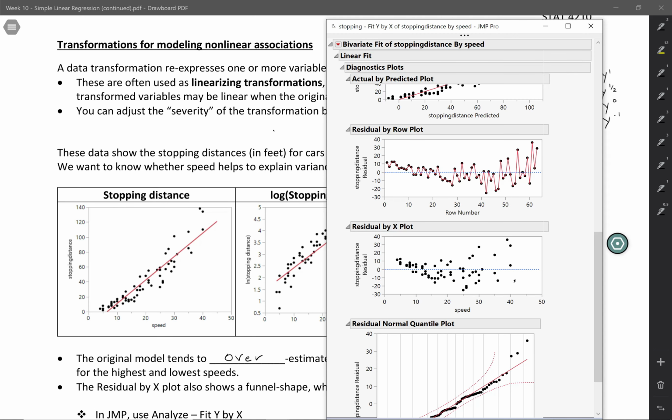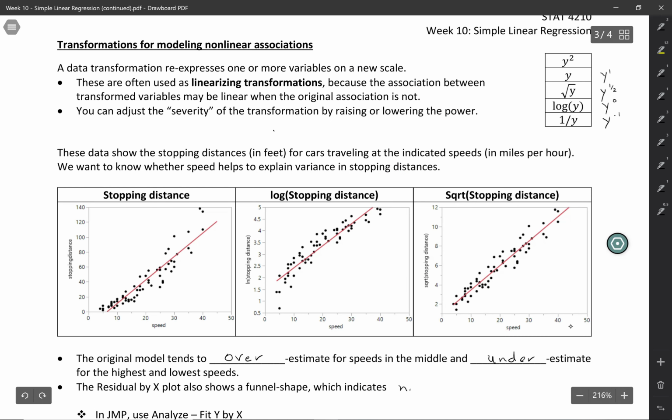We can also see a little bit of a funnel shape where the spread is really small down here on the low end. The points are falling pretty close together, pretty close to the regression line, and the spread is much bigger up here on the high end. So that's an issue too. That funnel shape would indicate that we have non-constant variance. Those are both things that we would like to address with our transformation.